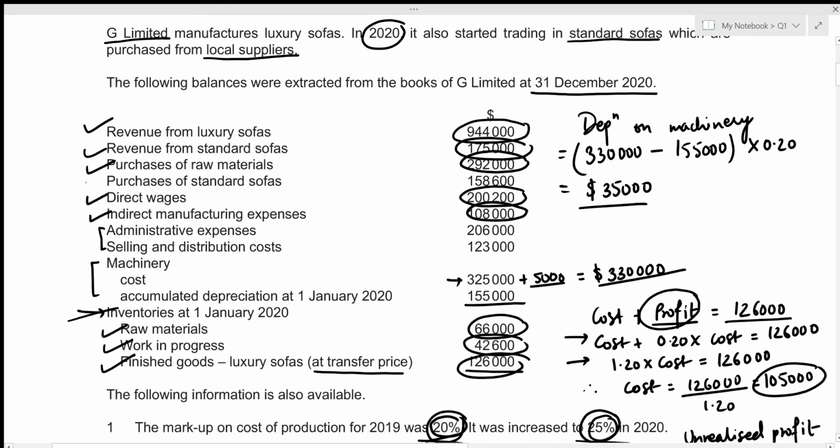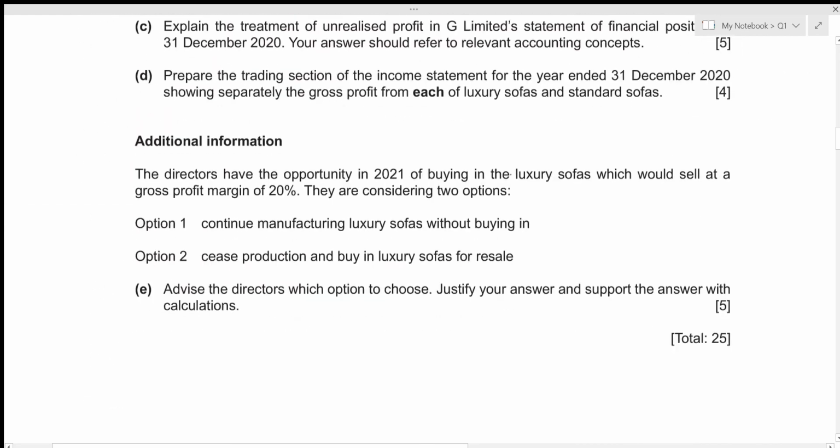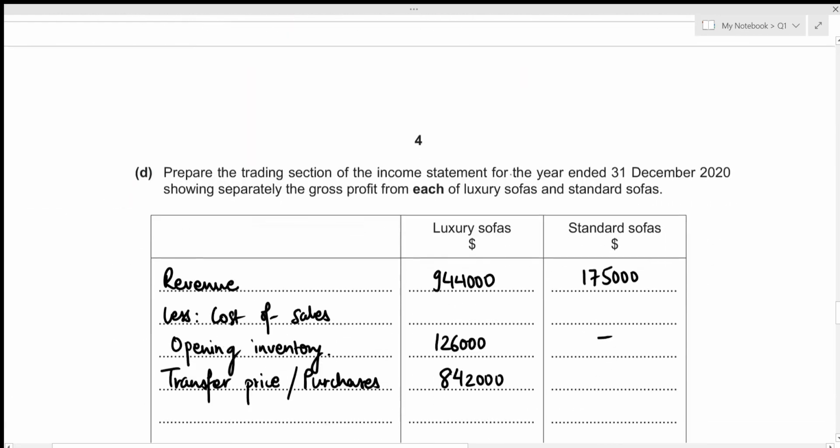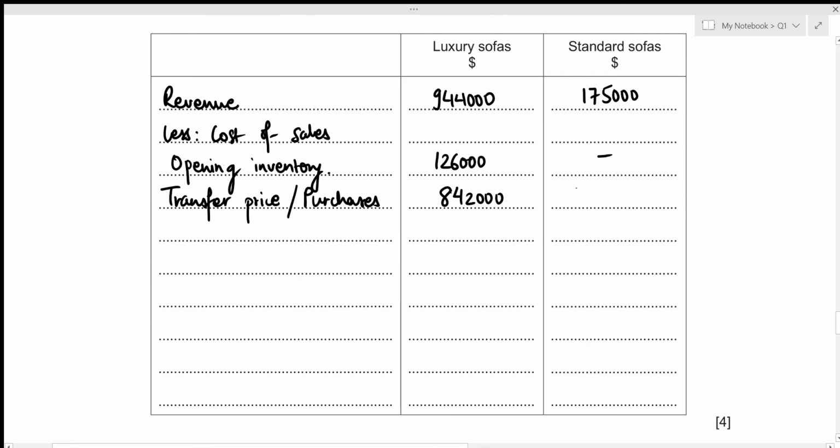Okay, so purchases of standard sofas is right here. It amounted to 158,600. Let's record this amount in our income statement. So that's 158,600. And finally, we need to subtract our closing inventory.